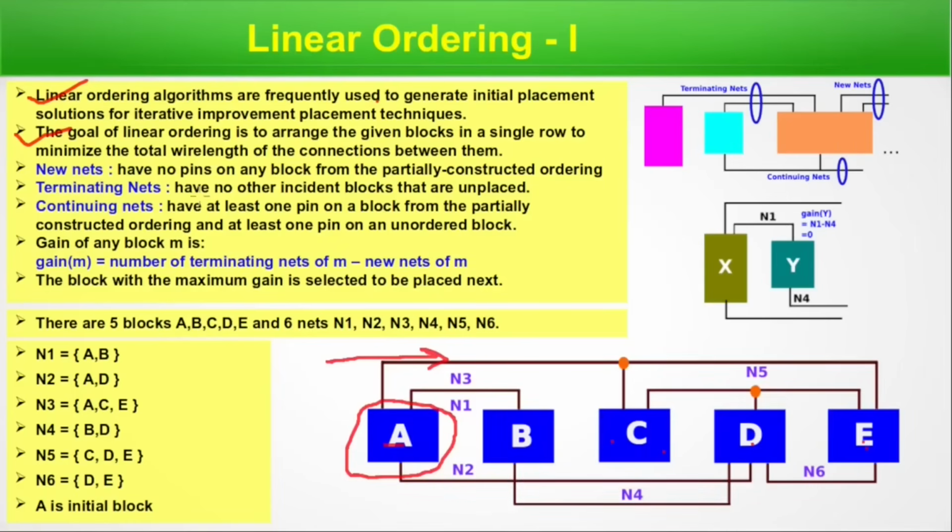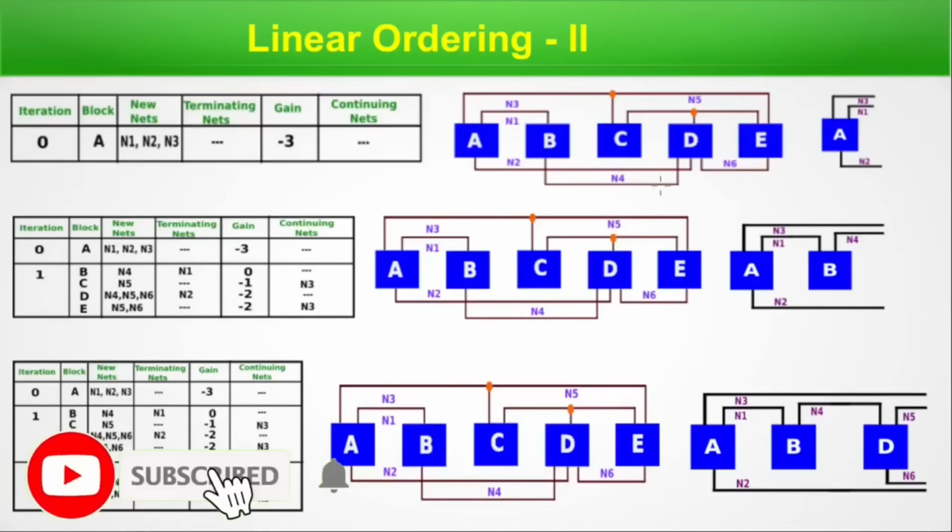Remember, new net, terminating net and continuing net. There are 3 types of net. So we are done with this slide. We will move to the next slide to understand the linear ordering. This is the original design.